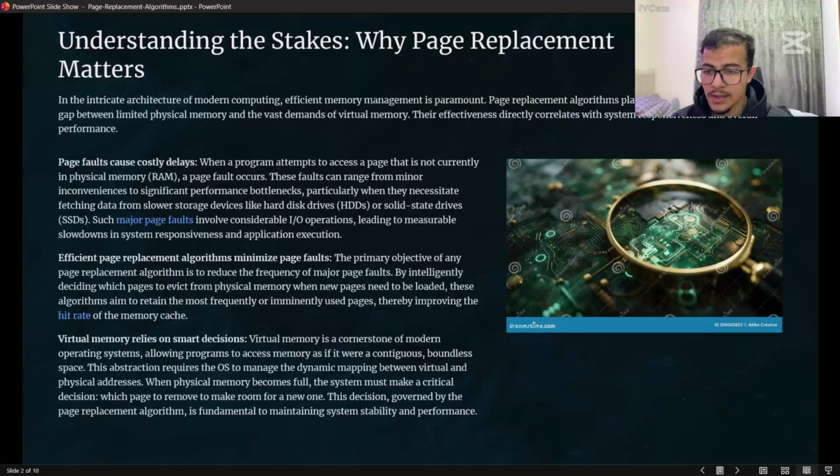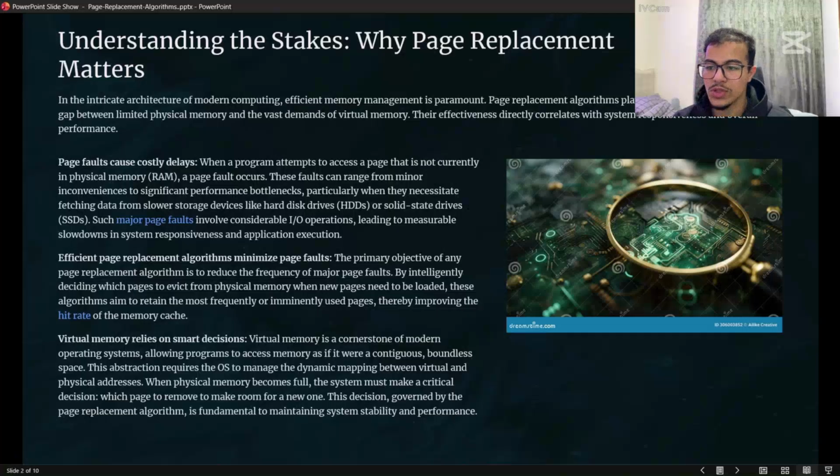Understanding the stakes: why page replacement matters. In the intricate architecture of modern computing, efficient memory management is paramount. Page replacement algorithms play a crucial role in bridging the gap between limited physical memory and the vast demands of virtual memory. Their effectiveness directly correlates with system responsiveness and overall performance.